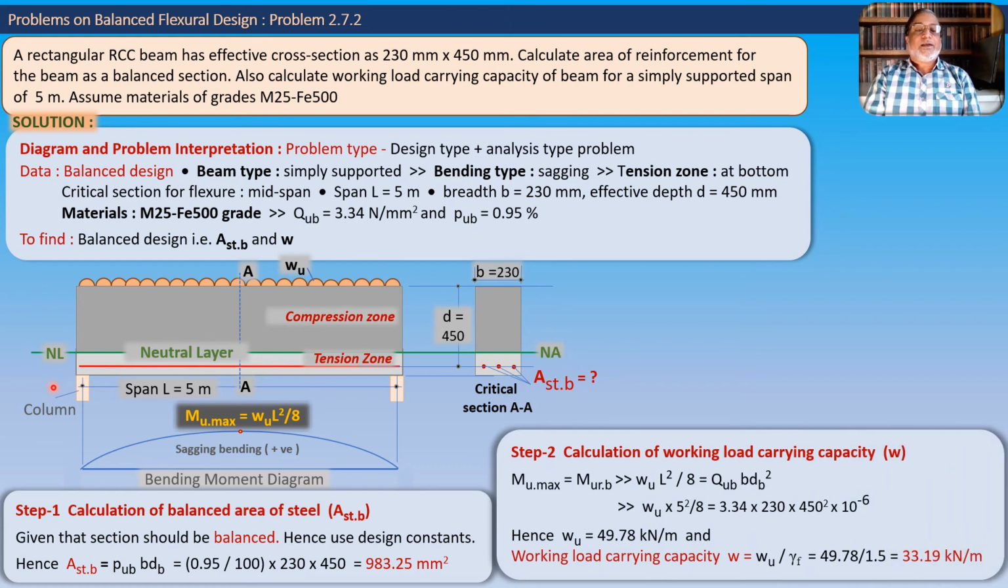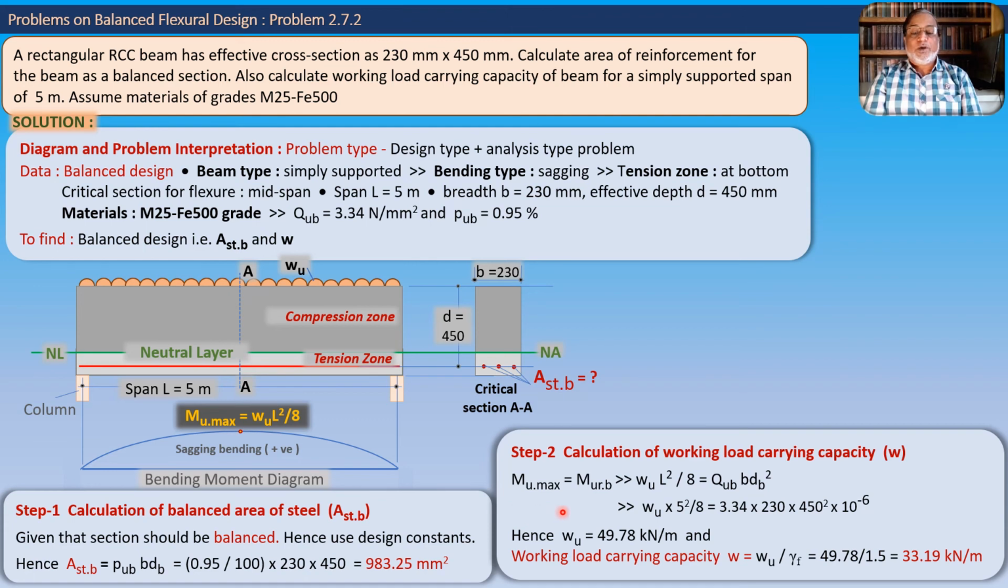In the next step, they are asking to also calculate the working load carrying capacity, given the area of reinforcement that we have got. Now the second thing, we want to find out working load carrying capacity W. Now we know that whenever we want to calculate working load or the ultimate load or load carrying capacity, we are equating the maximum bending moment to ultimate moment of resistance. So that equation comes in the beginning of step 2.